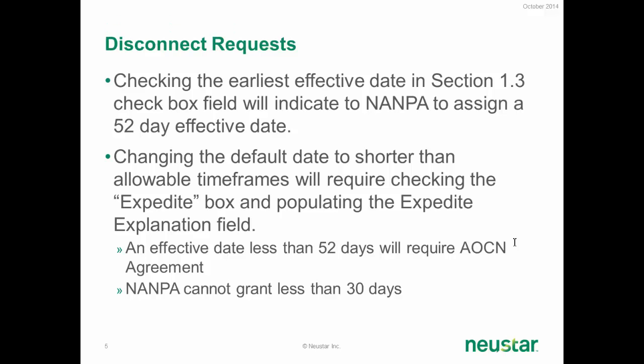For disconnect requests, checking the earliest effective date in the Section 1.3 checkbox field will indicate to NAMPA to assign a 52-day effective date. Changing the default date to shorter than allowable timeframes will require checking the expedite box and populating the expedite explanation field. An effective date less than 52 days will require AOCN agreement. NAMPA cannot grant less than 30 days.